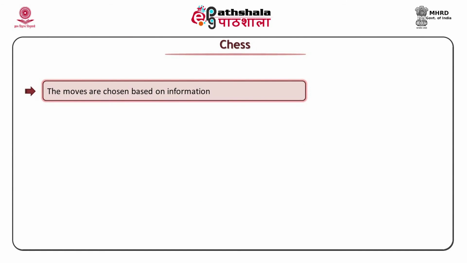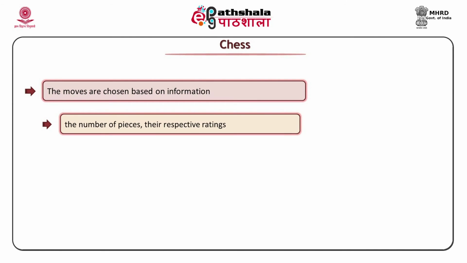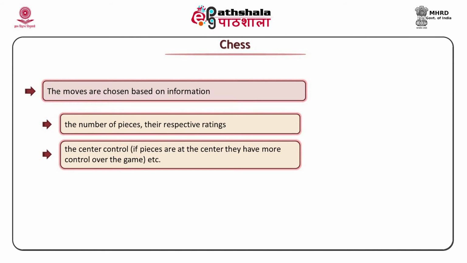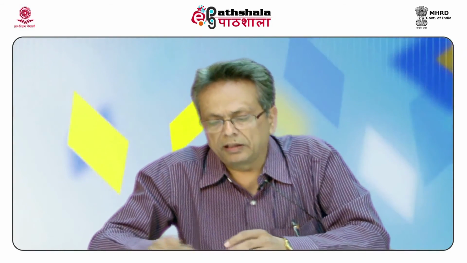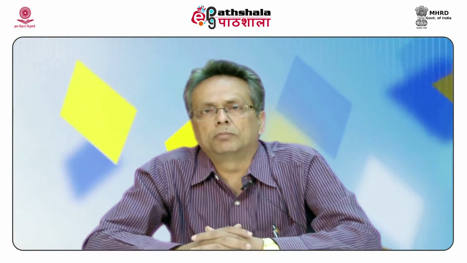And here are some heuristics that most chess programs use. Number of pieces, and their respective ratings. For example, the queen is rated much higher than others, and the king is rated much higher than everybody else, and so on and so forth. Okay, let us recap what we have looked at in this particular module.